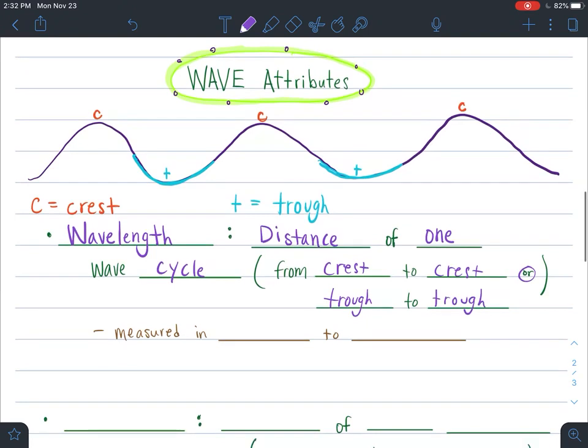Now, this can be measured for a lot of different types of waves, for example radio waves or light waves. Since it's a distance, it's measured in meters. The ones that are really long are measured in meters or just parts of meters. And the ones that are super, super small are measured in a smaller unit called nanometers.